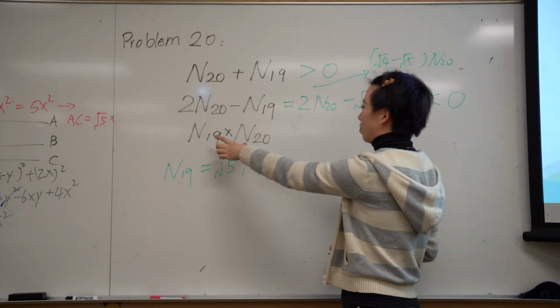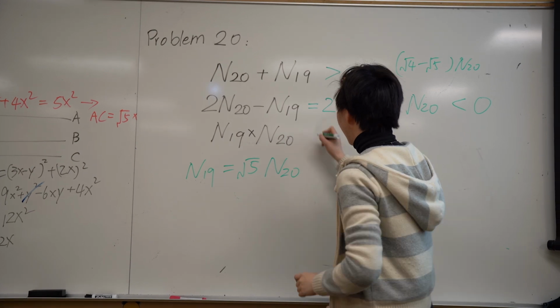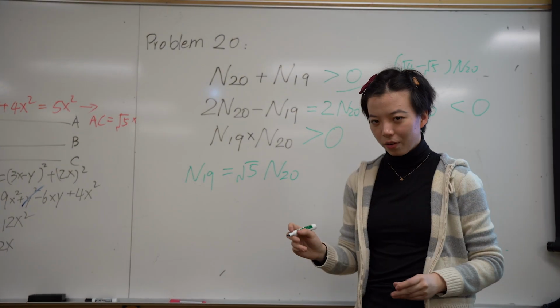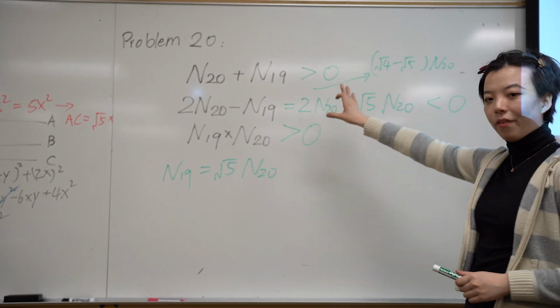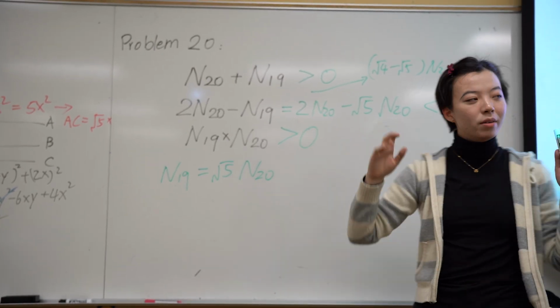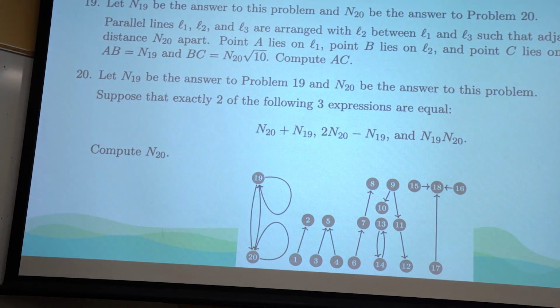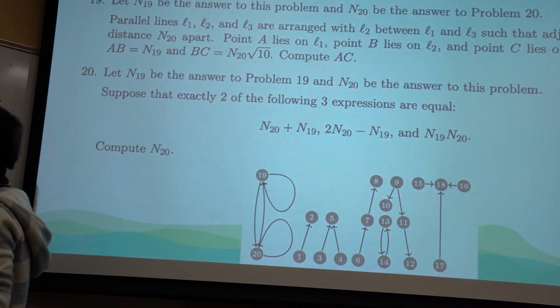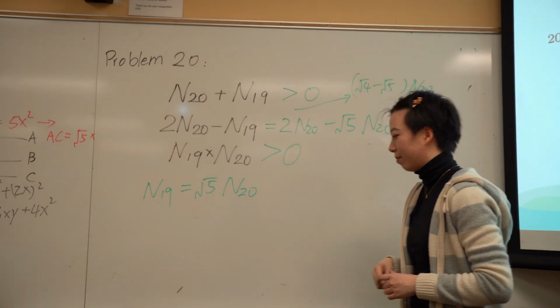How about the last expression? The last expression, we have a positive number times a positive number. That will also be greater than 0. So what we see is that among the three expressions, only 2 of them are greater than 0. And the problem statement tells us that exactly 2 of the following 3 expressions are equal. So what that means is our first expression is going to be equal to our third expression.